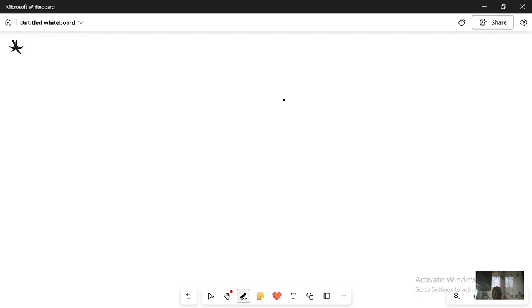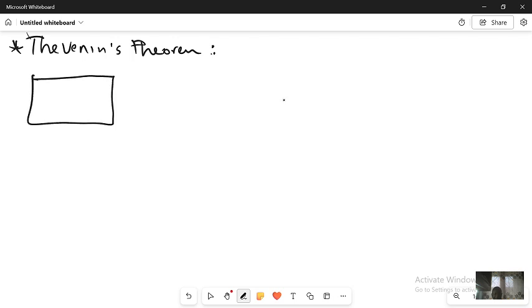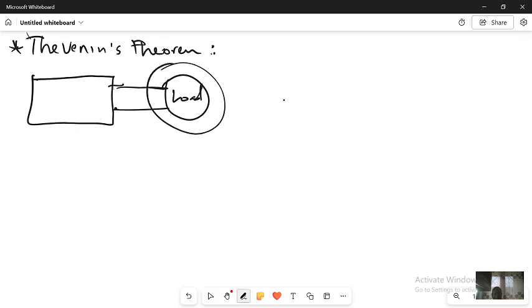We're going to discuss Thevenin's theorem. So what does Thevenin's theorem state? It says that when we have a linear circuit, we always have a load, and this load is going to vary. This load varies because not all the components will be running at the same time.